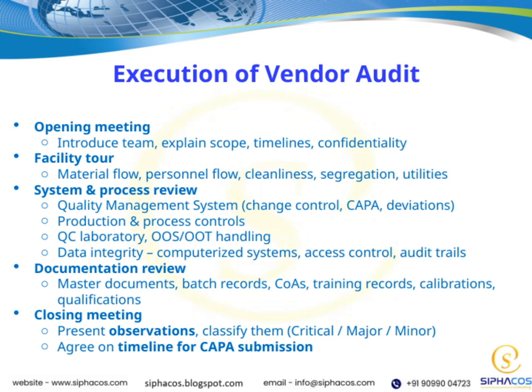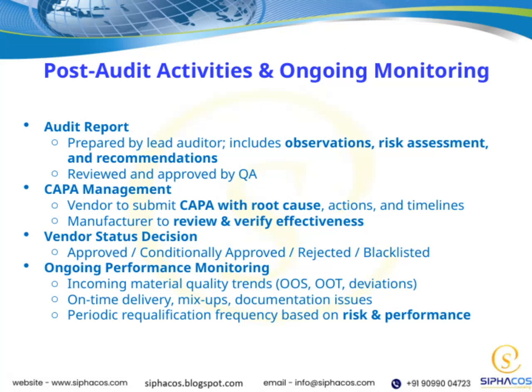The last step is executing the vendor audit itself, which ties all these elements together to ensure the vendor's processes meet our standards and expectations. Let's take a closer look at the audit report. This report is prepared by the lead auditor and includes key observations, a risk assessment, and recommendations for improvement. It's important to note that the report is reviewed and approved by the QA team to ensure accuracy and completeness.